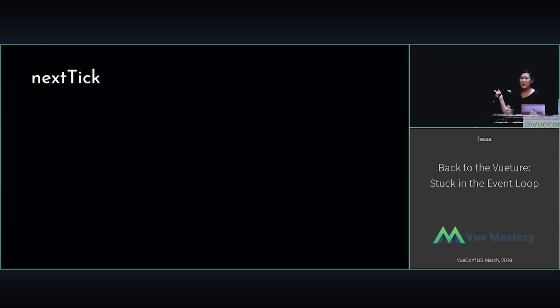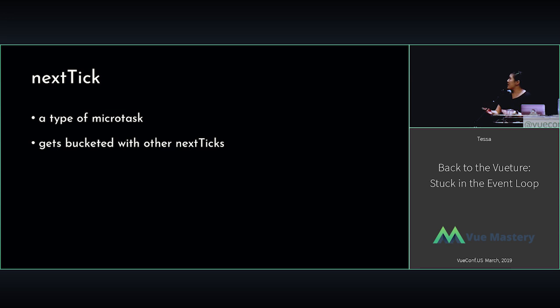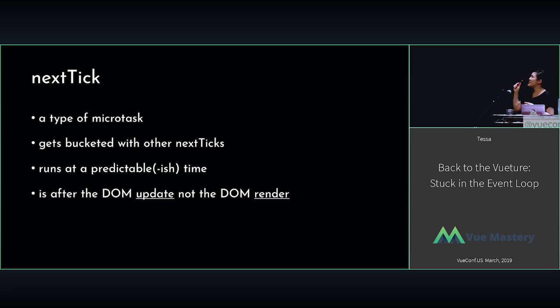Speaking of learning, let's review what nextTick is and is not and why you might want to use it. So it's a type of microtask. It gets bucketed with other nextTicks. It runs at a predictable-ish time. It's after the DOM update, but not necessarily after the DOM render. If you take away one thing from this talk, hopefully it's that. And then it's like CSS in that it's super fun. I'm just kidding because CSS is way more fun, but it is like CSS in that you could potentially override your previous changes in the same flush train. So as my friend Kadil says, like the last one wins.